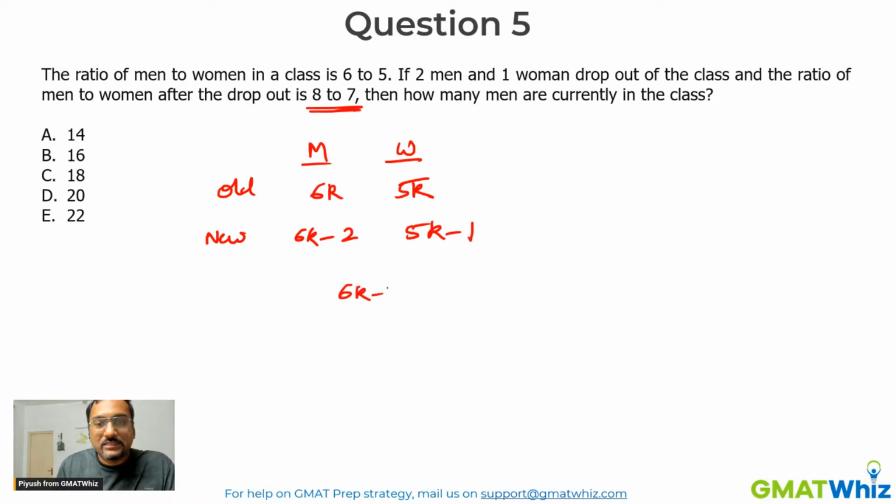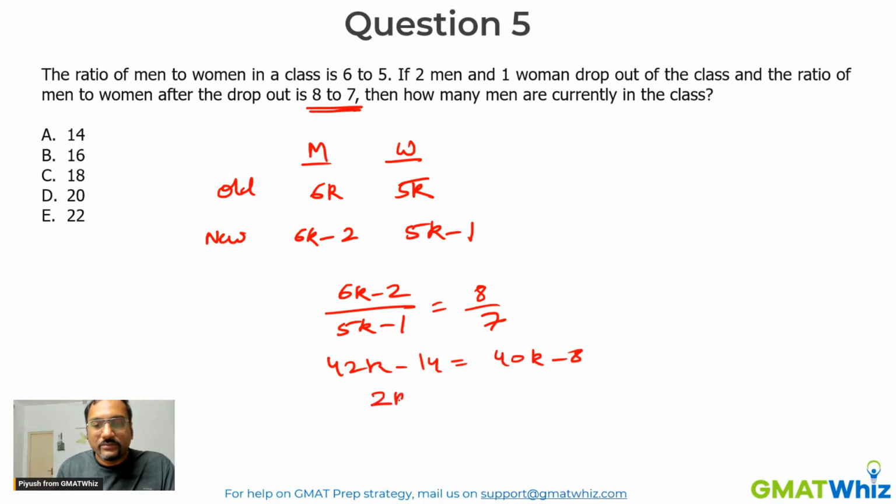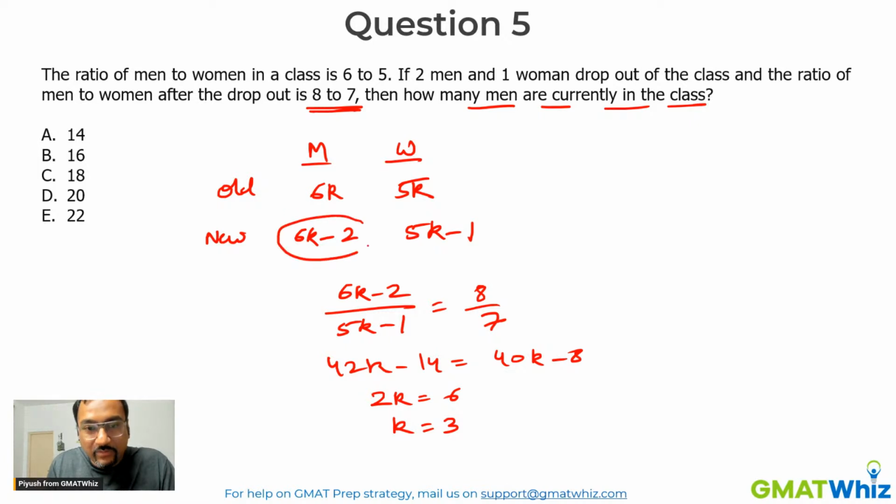So all I know is this ratio is 8 is to 7. If I just cross multiply, I will get 40K minus 8, or in simple terms, 2K is equal to 6 and K is equal to 3. Now, if K is equal to 3, how many men are currently in the class? This is the number being asked. So 6 into 3 minus 2, which is 16, is my correct answer.